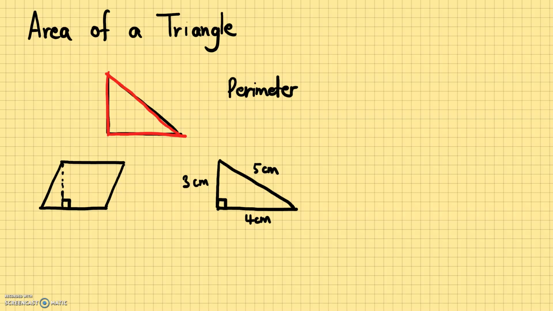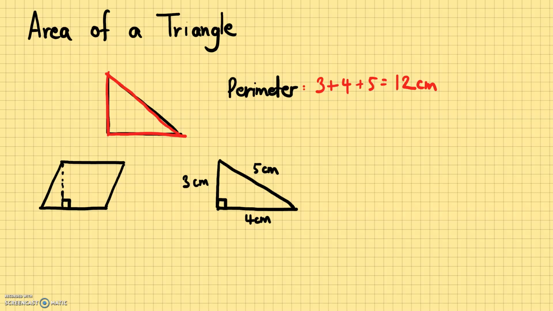First of all, what would the perimeter be of this triangle? Well, for the perimeter, you just add all the sides. So the perimeter for this one would be 3 plus 4 plus 5, which is 12 centimeters. Okay, so the perimeter was simple.